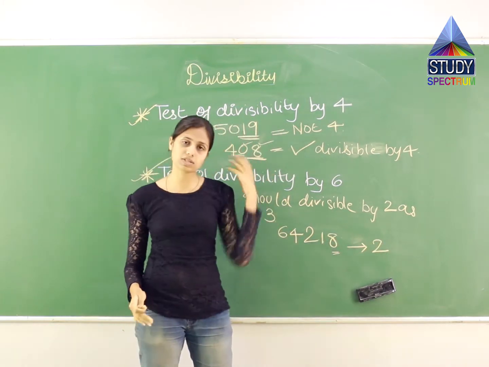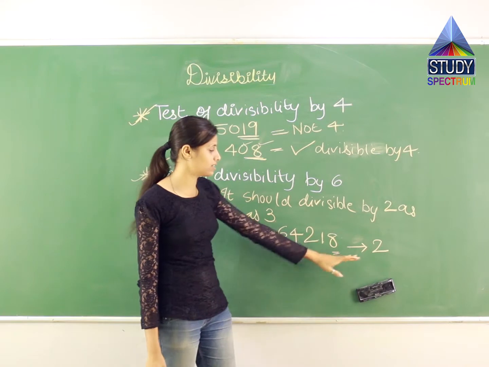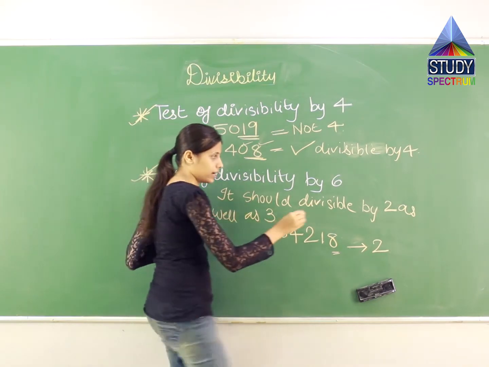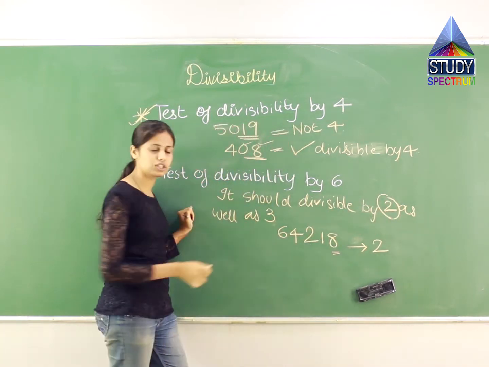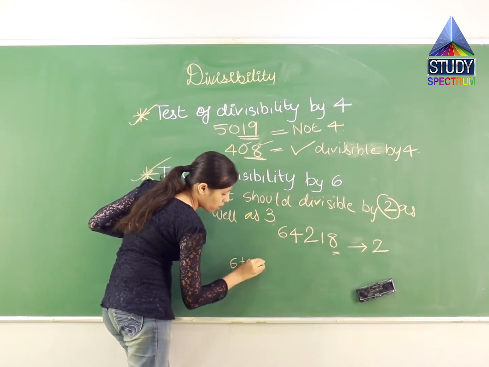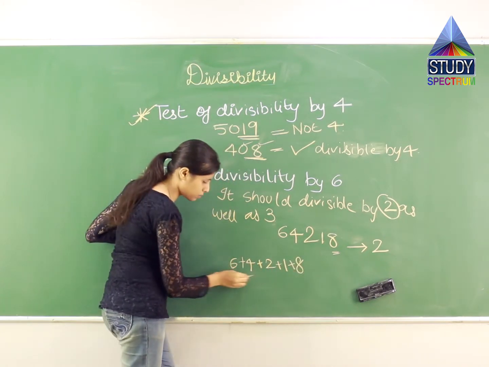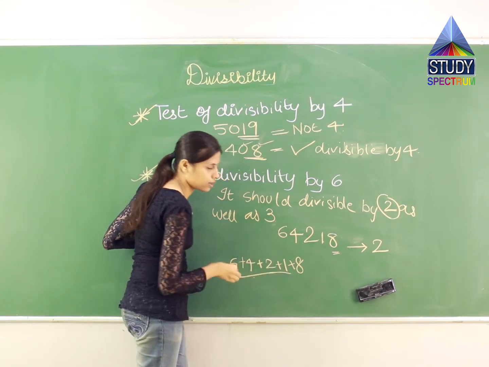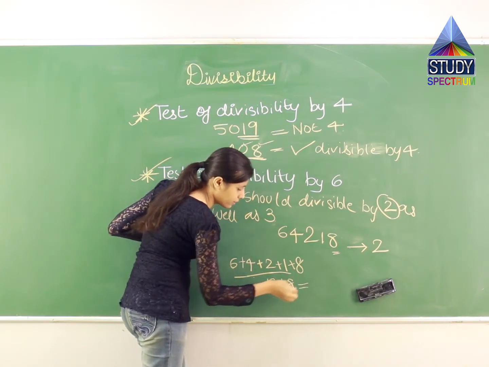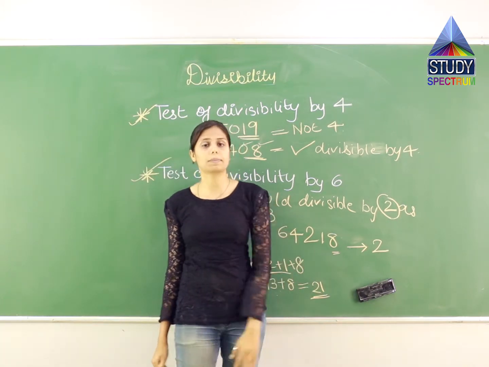Now if this number is also divisible by 3, then I can say that this number is divisible by 6. By just telling that this number is divisible by 2, I cannot say that this number is divisible by 6 also. It may not be divisible by 3. Now the second condition. First condition satisfied. It is divisible by 2. Now we have to check the second condition, that is it should be divisible by 3 also. So we will add the digits: 6 plus 4 plus 2 plus 1 plus 8. 6 plus 4 gives me 10. 10 plus 2, 12 plus 1, 13. So I get 13 plus 8, which is 21.